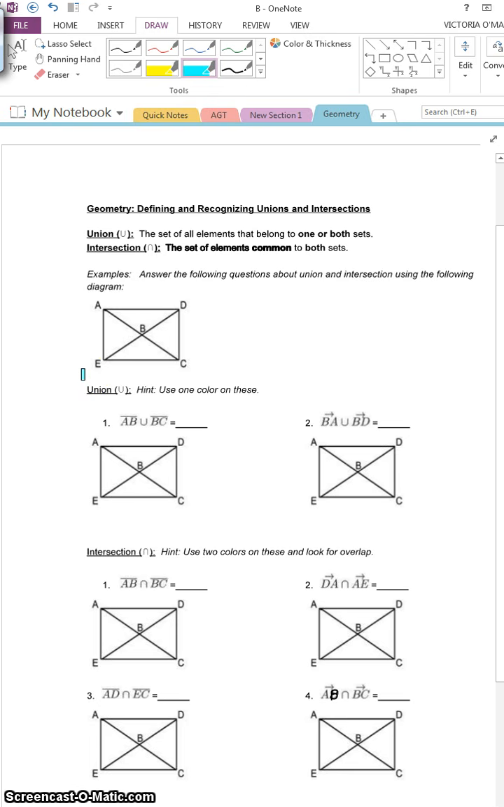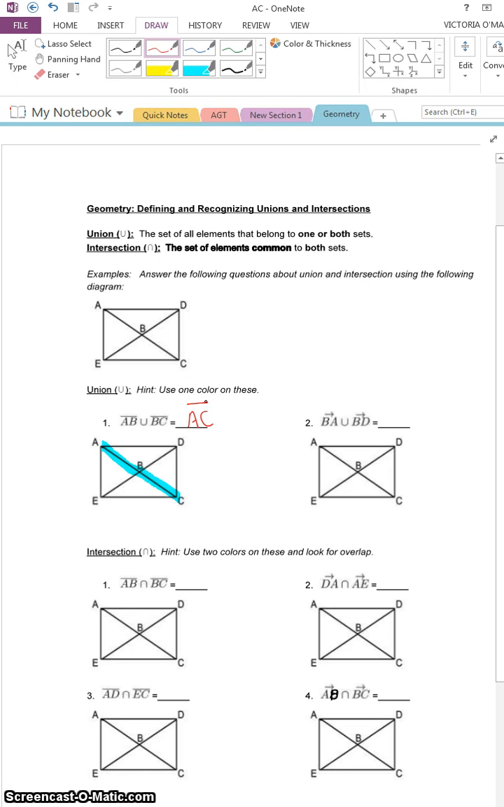All right, so with union, I'm going to start with segment AB union segment BC. I'm going to start by highlighting segment AB. So I start at point A, I go to point B. And now I'm going to highlight segment BC, and I'm only going to use one color on the union problems. So I start at point B and I go to point C. Now when I look at what I have highlighted, I can see that that's actually another segment. It's actually segment AC. So segment AB union segment BC is segment AC.